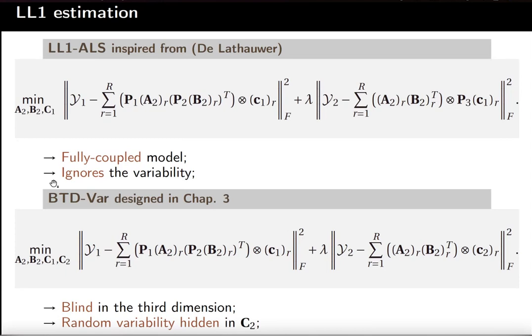Whereas the algorithm BTD-Var that I designed accounts for this variability phenomenon. A way to consider variability is to consider a blind model, meaning that I still know the relationships between the A2, P1, A2 in the spatial dimensions, but the variability is hidden in the C2 and C1 factors here, which I can't link together.